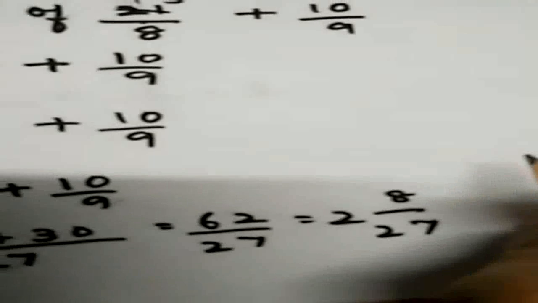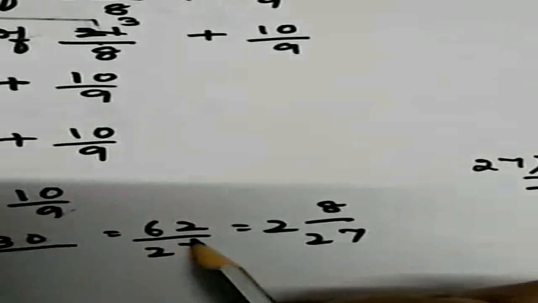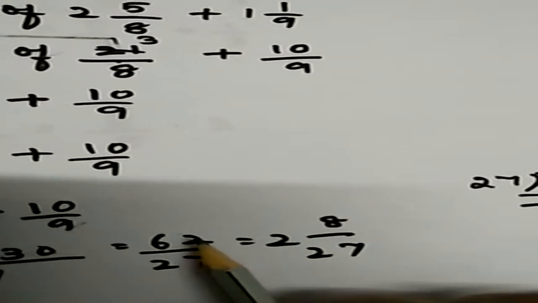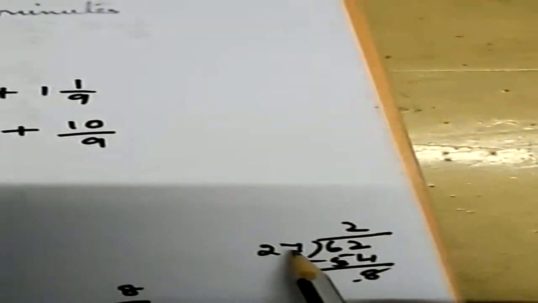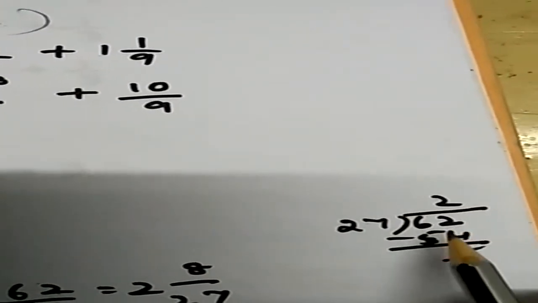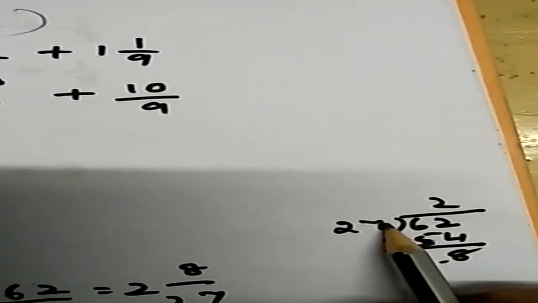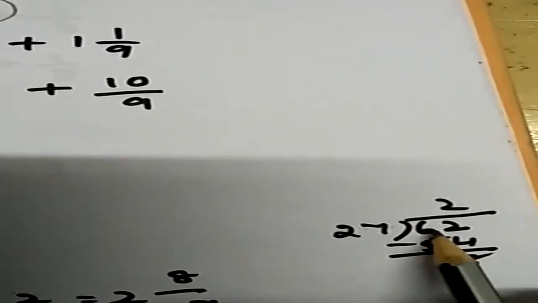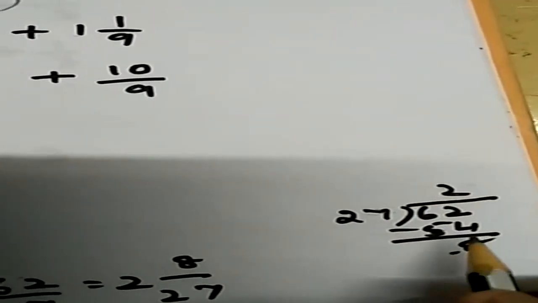Now 62 by 27, you have to write it as a mixed fraction, because you can divide 62 by 27. So how will you divide 62 by 27? See, 27 2s are 54. 27 3s would be 3 7s are 21, 3 2s are 6, so 81, which is coming more than 62. So it will go by 2. 27 2s are 54. What is the remainder? You are getting 8.